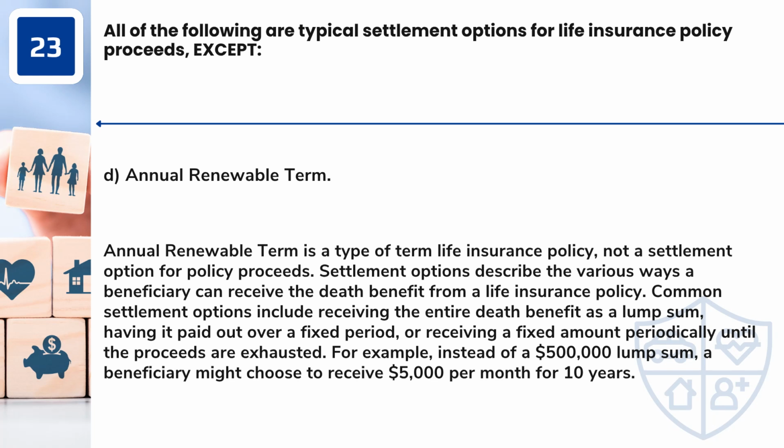Answer: D. Annual renewable term. Annual renewable term is a type of term life insurance policy, not a settlement option for policy proceeds. Settlement options describe the various ways a beneficiary can receive the death benefit from a life insurance policy. Common settlement options include receiving the entire death benefit as a lump sum, having it paid out over a fixed period, or receiving a fixed amount periodically until the proceeds are exhausted. For example, instead of a $500,000 lump sum, a beneficiary might choose to receive $5,000 per month for 10 years.